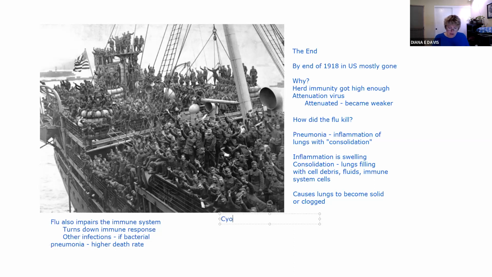We can also have something called a cytokine storm. You may have heard this again, talking about COVID. What the heck is a cytokine storm? White blood cells release cytokines, which are proteins that cause inflammation. So these activate or turn up the immune response.